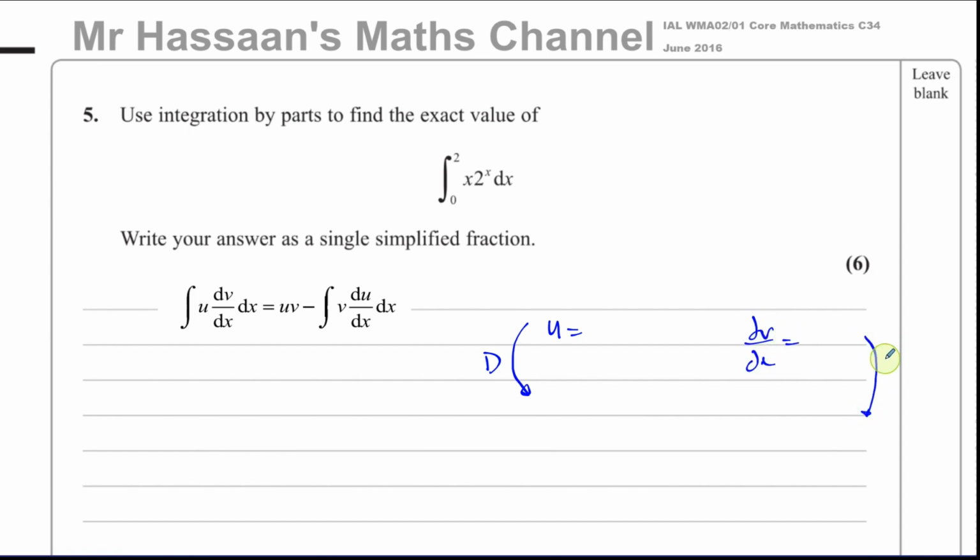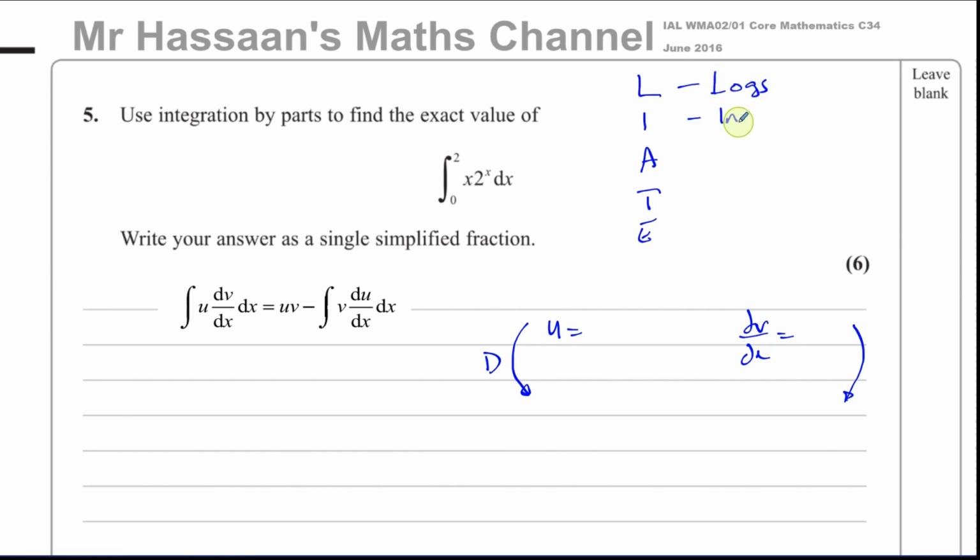So as you can probably see, this has great similarity with the DI method. It's the same thing, just a different way of laying it out, that's all. Okay, they're actually the same thing. So how do we decide which is U and which is dv dx? Exactly the same way as we did before. We use this LIATE thing. Okay, as we said, this is logs.